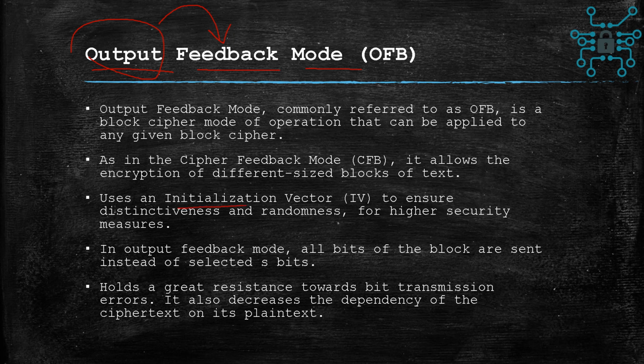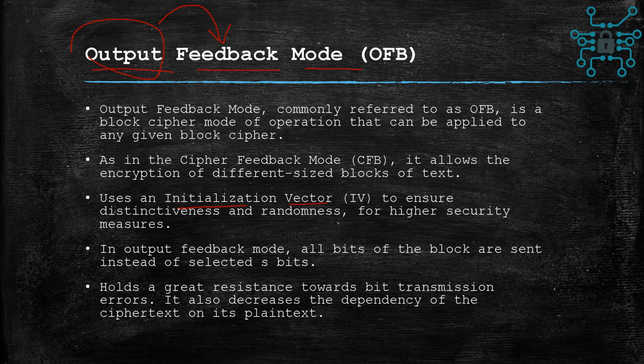OFB uses an initialization vector to ensure distinctiveness and randomness for higher security measures. Initialization vectors are blocks of bits used by a mode of operation to ensure ciphertexts remain distinct, even when the same plain text message is encrypted a number of times. It is referred to as a nonce, meaning a number occurring once, since the encryption program uses it once per session at the initial encryption stage. It helps avoid repetition and the discovery of patterns, which helps protect against security threats and makes cryptanalysis significantly harder.